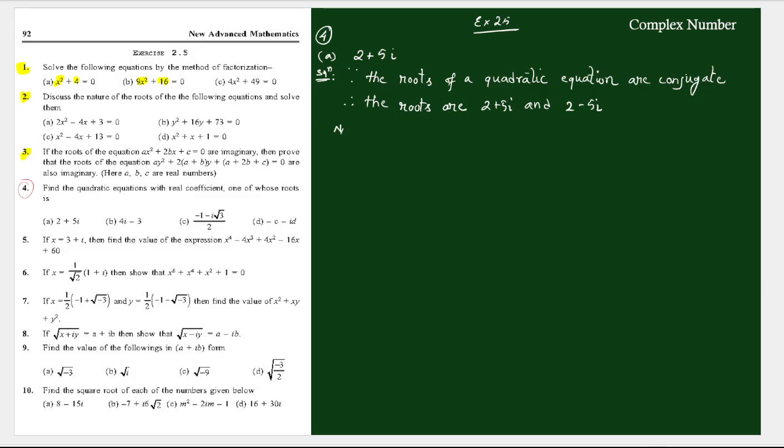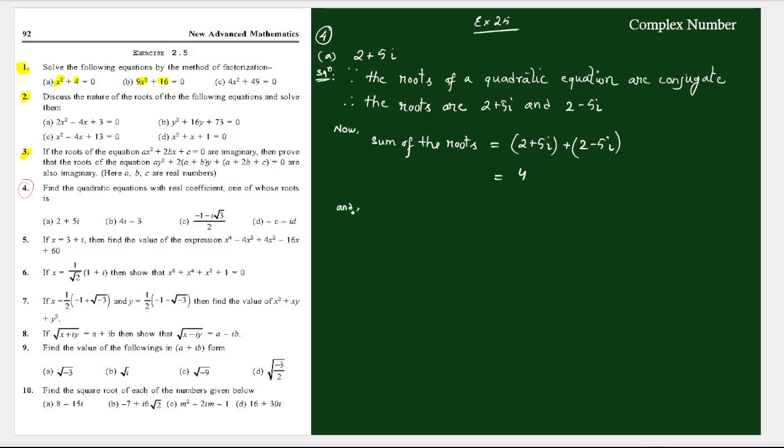So now, sum of the roots equal, so 2 plus 5i plus 2 minus 5i. This is one root, this is another root. 2 plus 2, 4 plus I minus 5i becomes 0. So sum of the roots क्या निकला? 4.